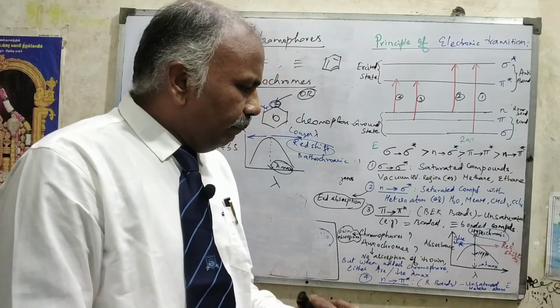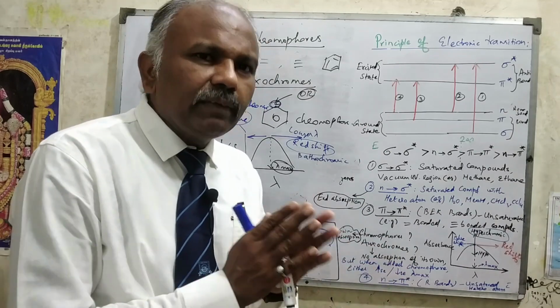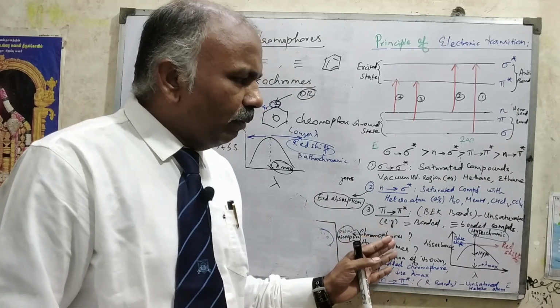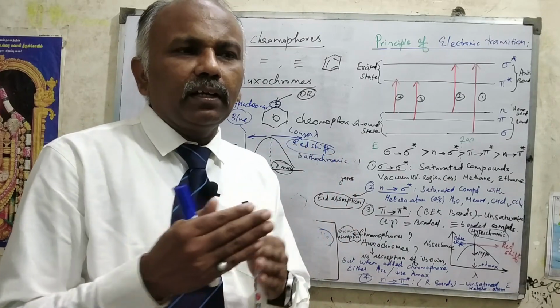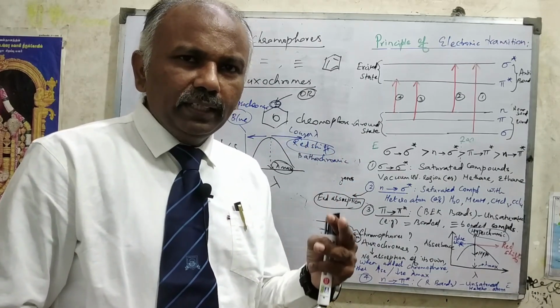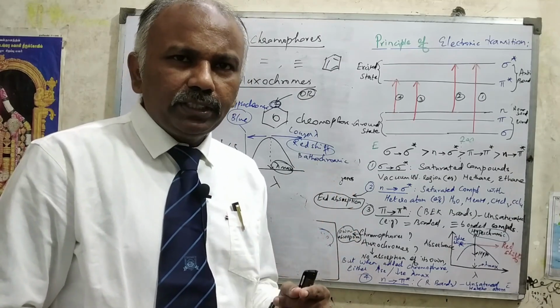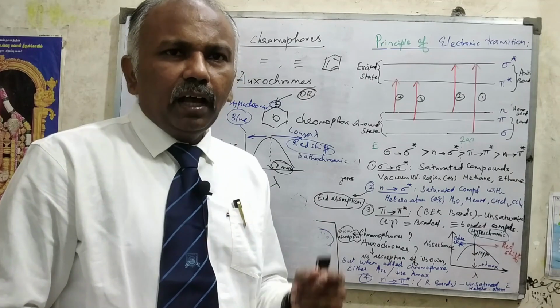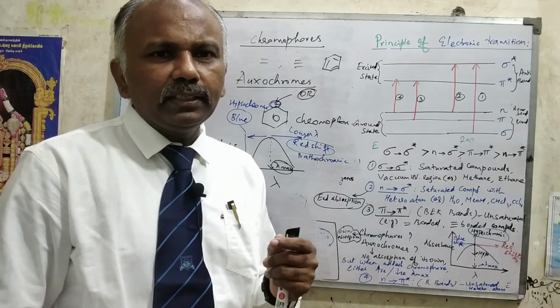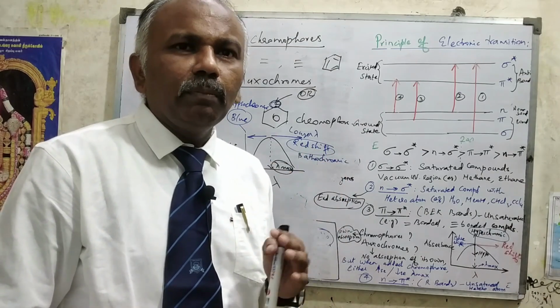So this is the basic principle behind this pi to pi star transition. This is very, very important, right? So you should remember that there are different technical terms we have discussed under the pi to pi star transition. One is chromophores, another one is auxochromes, another one is bathochromic shift, another one is hypsochromic shift, another one is hyperchromic shift, another one is hypochromic shift, right? So these are all very important aspects one should remember in mind.